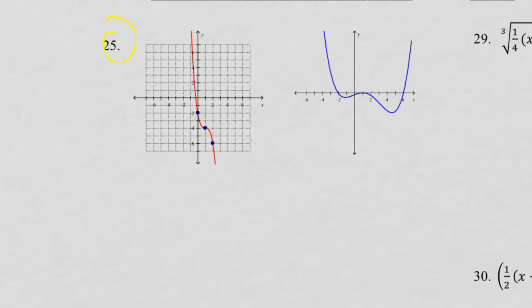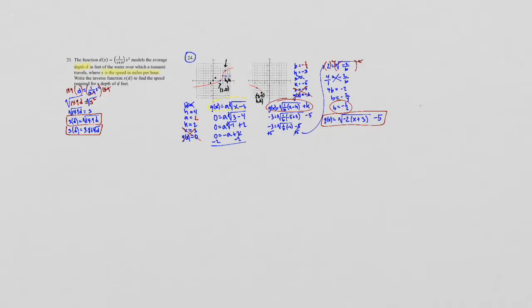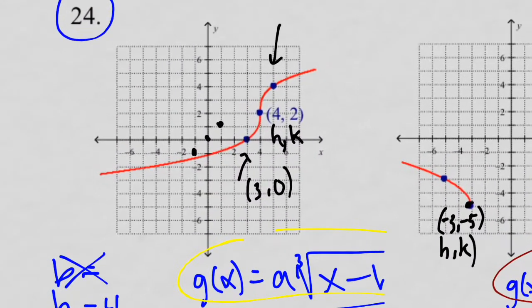Okay, so I'm gonna do 25 next, which is the same idea as the last one that I just did. In this case, we have two graphs. This one is a cubic function. Notice how I can tell. Okay, this one right here is a cube root function. It creates an S, but it's stretched out, so it looks like it's gonna be flat towards its ends.